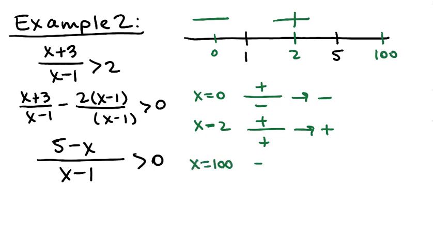Okay, 5 minus 100 is certainly a negative number, and 100 minus 1 is going to be a positive number, and negative divided by positive is going to be negative. So I determined that it's negative out there. And I'm interested in where this thing is just greater than 0, so I don't have to worry about it being equal to 0. I don't have to test 1, I don't have to test 5. I'm just going to say it's going to be this interval here. And so my solution region is going to be the set of x values between 1 and 5.